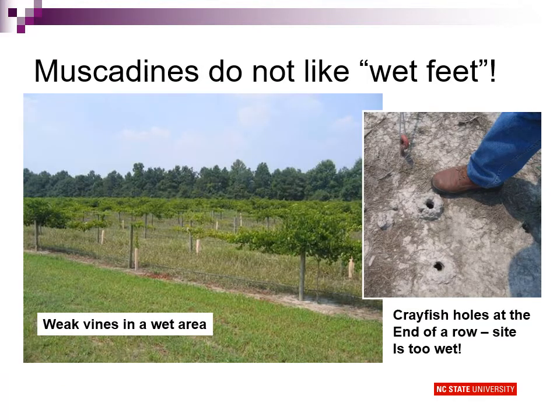What you're trying to avoid is what I'm calling wet feet, a site that's just too wet for muscadine. So in the picture here, you see some vines that are weak, and this is because they're in a wet area of the field. So you really want to work on drainage and site selection before you spend a lot of money on vines and posts.